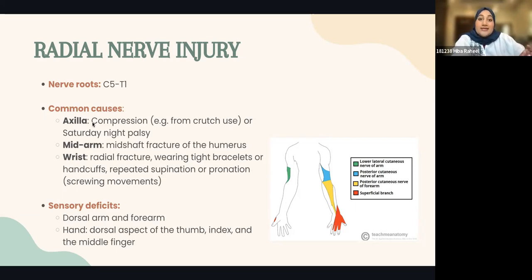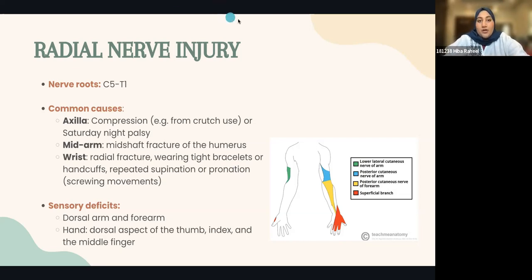So let's talk about the axilla. Usually when someone breaks their leg or their foot, in order to help them walk and move, we give them crutches, right? If you give them axillary crutches, they put a lot of pressure in their axilla to support themselves on the crutches. In this case, prolonged use of crutches can compress the radial nerve in the axilla. Another way the radial nerve can be damaged within the axilla is through Saturday night palsy.